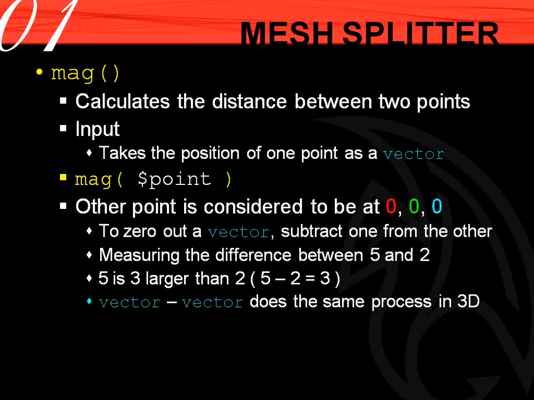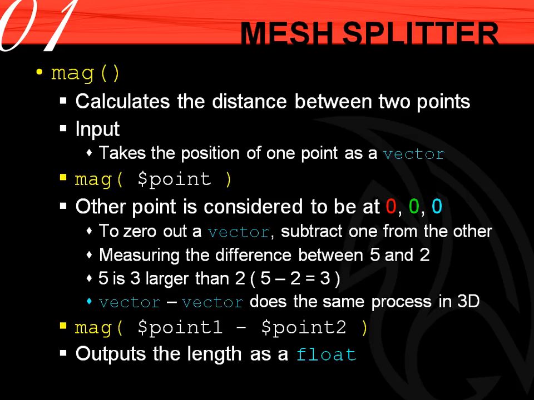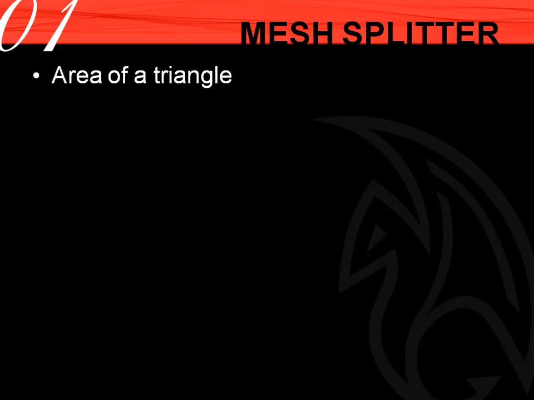Well, by subtracting a vector from a vector, it's essentially the same thing, but in 3D. So what we could do is run the mag command, and inside the mag command, instead of just putting point, we could put 0.1 minus 0.2, and then that'll give the difference, and then find the magnitude or the length of those between those 2 points, and therefore the length of that edge. And finally, the output of the mag command is a floating point number, which is the actual length of that edge. So now we know how to calculate the length of an edge.